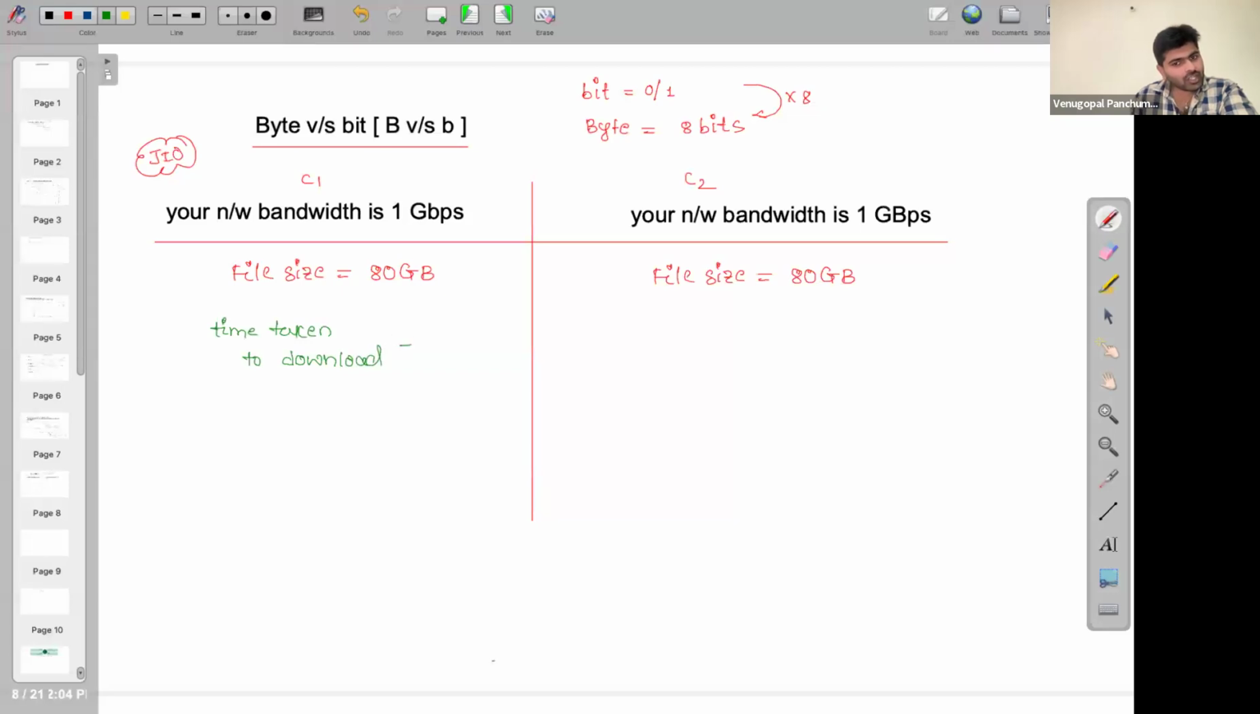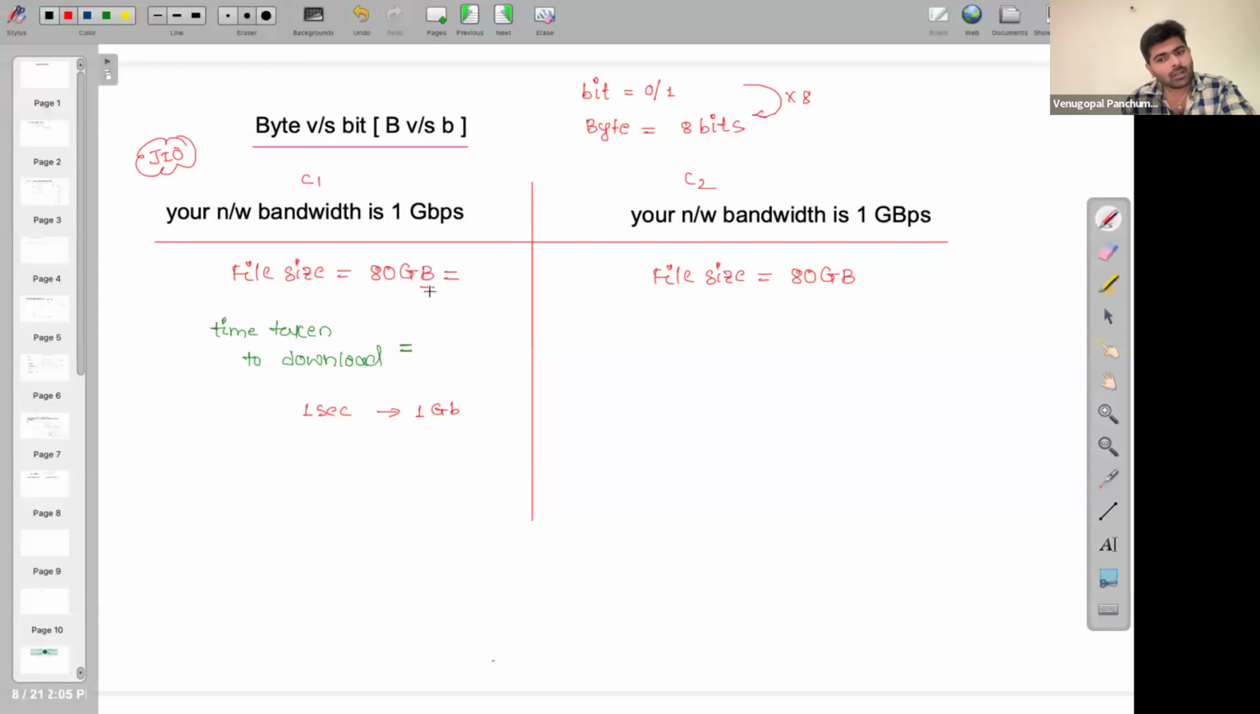So let's see in the first case, how much time is it going to take? They are getting 1 Gbps, so in 1 second, how much data are you getting? 1 Gb of data, 1 small b. But your file size is 80 capital GB. So if I convert this into small b, then what is the file size?